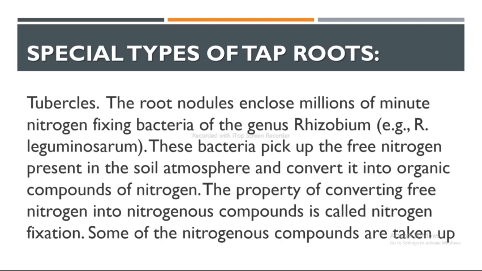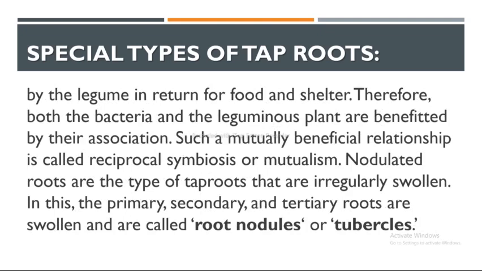Leguminosarum. These bacteria pick up the free nitrogen present in the soil atmosphere and convert it into organic compounds of nitrogen. The property of converting the free nitrogen into nitrogenous compounds is called nitrogen fixation. Some of the nitrogenous compounds are taken up by the legume in return for food and shelter. Therefore, both the bacteria and the leguminous plants benefit from their association. Such a mutually beneficial relationship is called reciprocal symbiosis or mutualism.